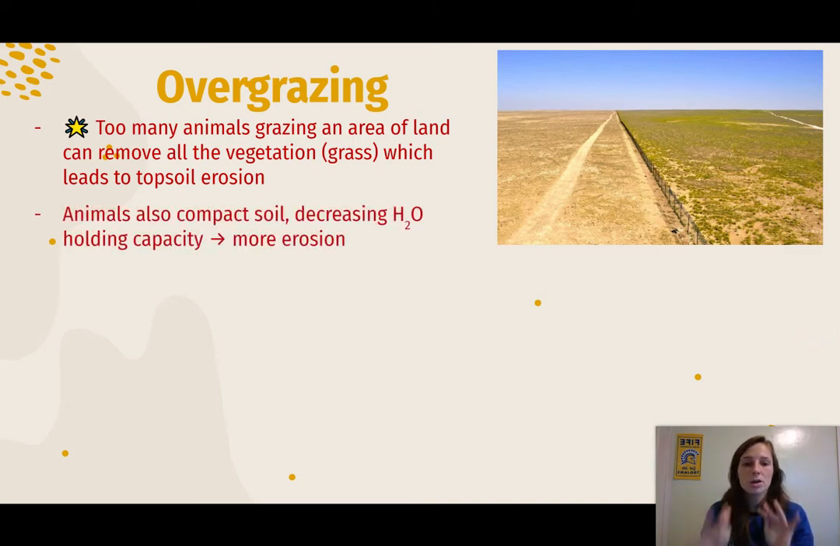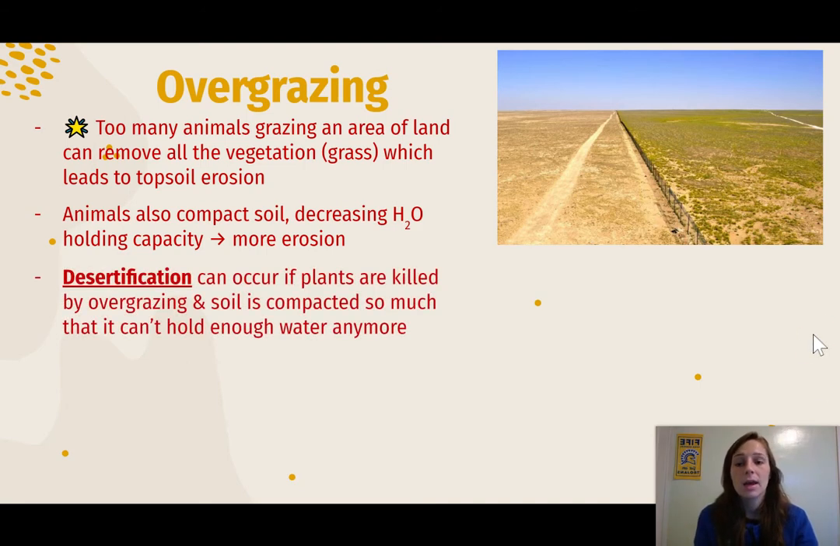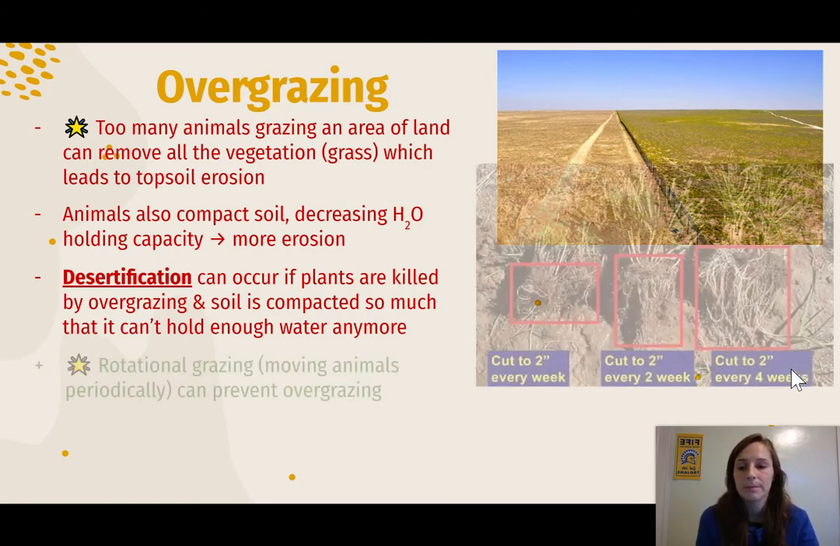Additionally, animals, as they're walking in these areas, can also compact the soil, which is going to decrease the water holding capacity, which also is going to lead to more erosion because ultimately this dries out the soil. And eventually this can lead to what's known as desertification. This can occur if plants are killed by overgrazing and the soil is compacted so much that it can't hold enough water anymore. So it's as if you were basically in a desert, even if this isn't normally a desert climate, just because the ground is almost devoid of moisture.